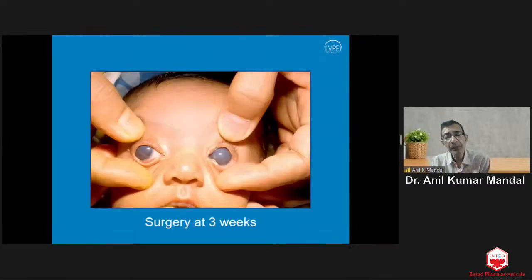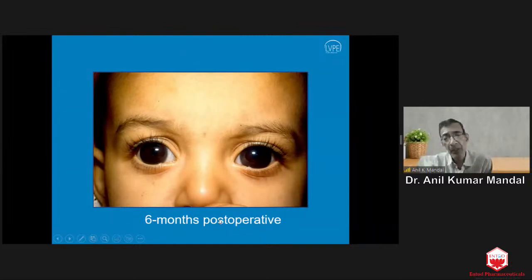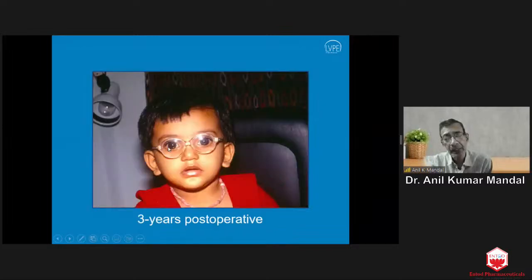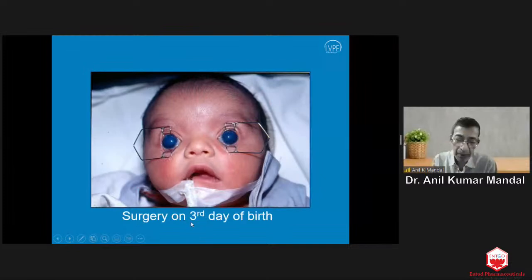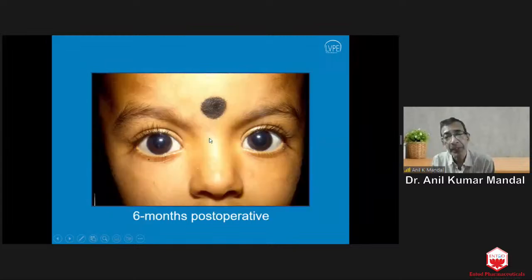So I am giving a few more examples. This child, simultaneous bilateral primary CTT was done at the age of 3 weeks. You can see the 6 months postoperative appearance showing clear cornea, pupil, and the child is enjoying normal vision with spectacle correction for myopia. Here is the child I was talking about, a 3 day old child we operated, and simultaneous bilateral surgery was done. You can see here the 6 months appearance, clear cornea, the child is doing very well.